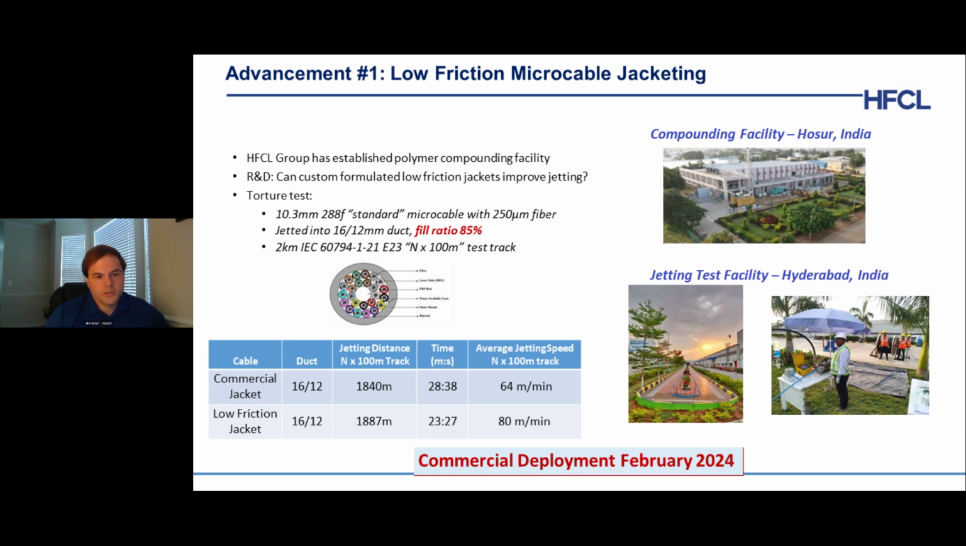Commercial jacket versus our low friction jacket, the jetting distance is similar. However, the time to get to that distance and obviously the average speed is drastically different. So over 28 minutes for the commercial jacket, then just a little over 23 minutes for the low friction jacket. And you can see the differences in speed there for the installation.